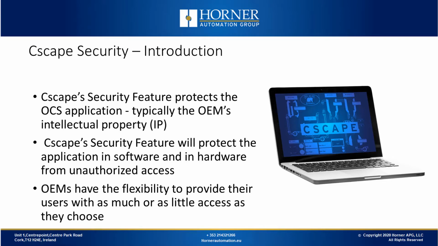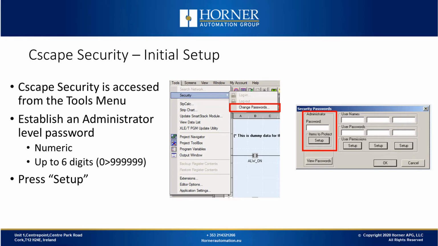Cscape Security is a feature that protects the OCS application, which contains intellectual property. This security feature protects the program not only in Cscape, but within the hardware as well. It's completely tailorable to the OEM requirements, so you can lock it all down, or you can provide some access to your users. The initial setup of Cscape Security is accessed from the Tools menu.